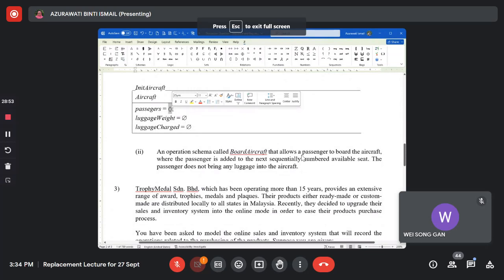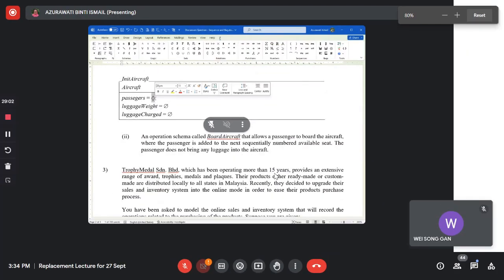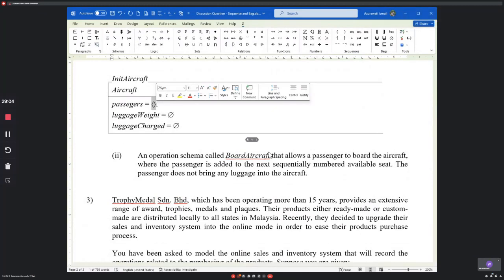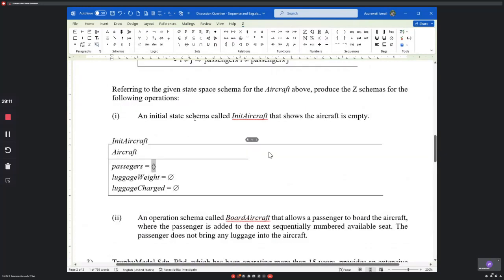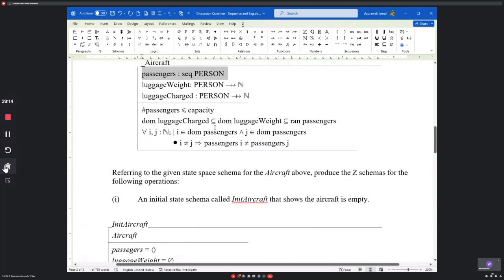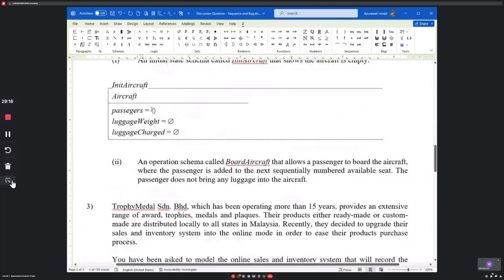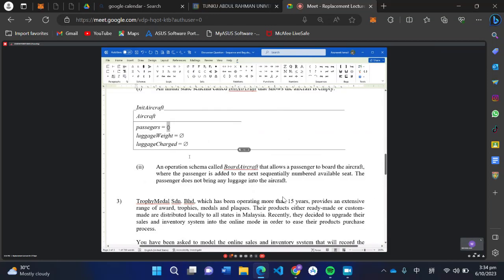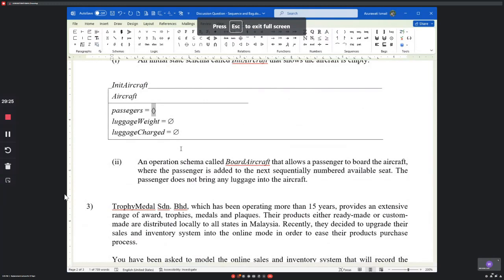Okay, so make sure that when you have this kind of scenario, you refer to your declaration of your variable, how you declare your variable. If you declare a function application where you have a domain and the range is a sequence, then you have to use empty set. But if you have something like this where you don't have any domain and it is straight away a sequence, then you go for the empty sequence. So you refer to the state space, how you declare your variable.